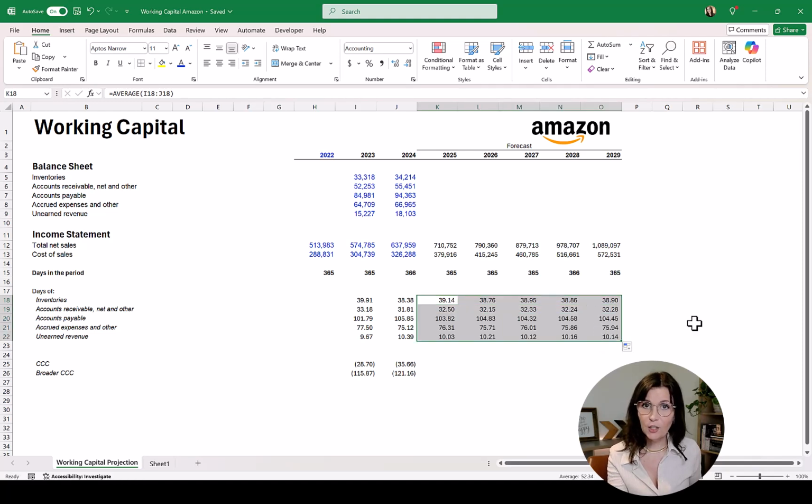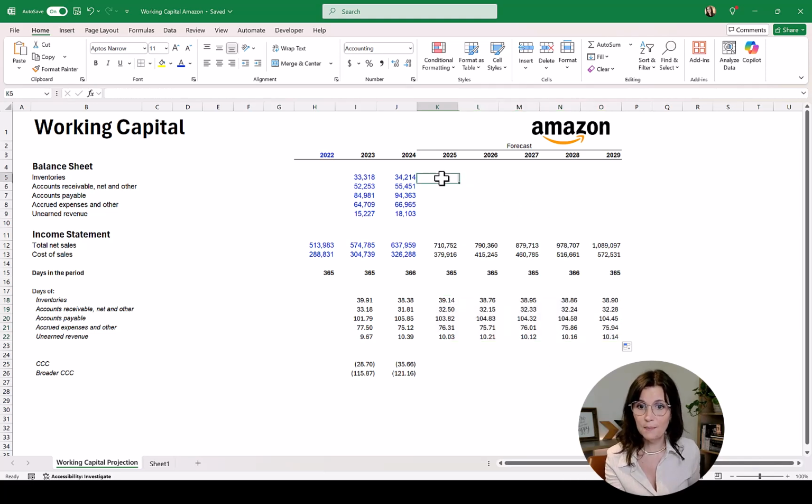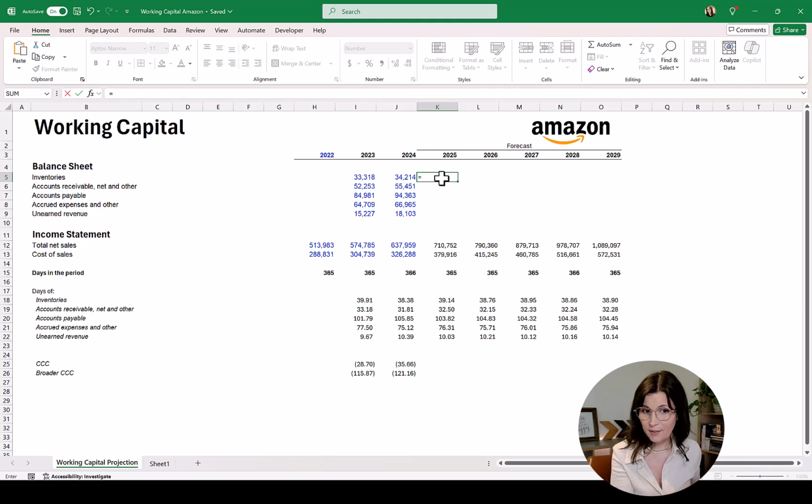Now that I have all of those projected, all of the days, those are going to be the drivers for my accounts in the balance sheet. So to do so, I will just calculate the other way around. To calculate the days, I divided the accounts by whatever I had in the sales or cost, whatever was appropriate, and then multiplied by the number of days in the period.